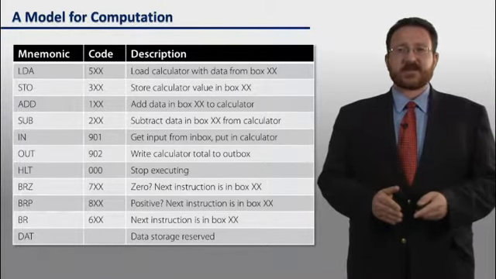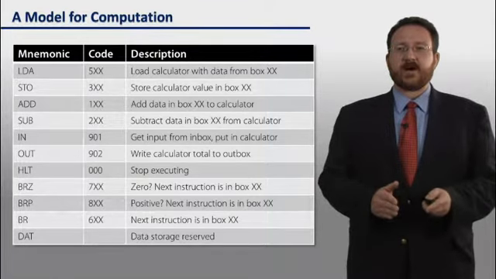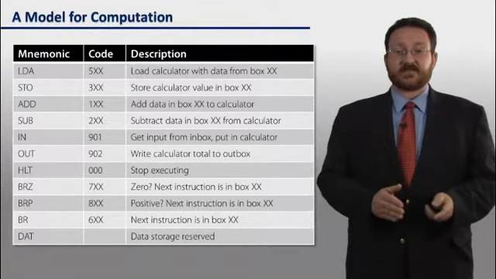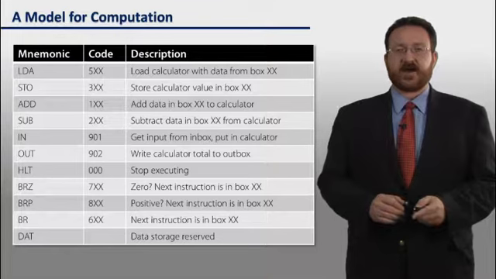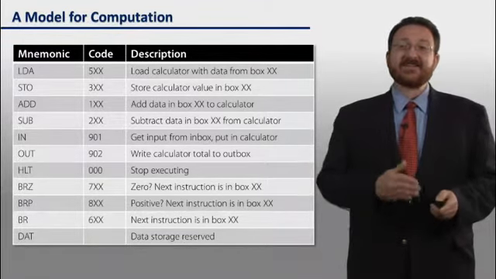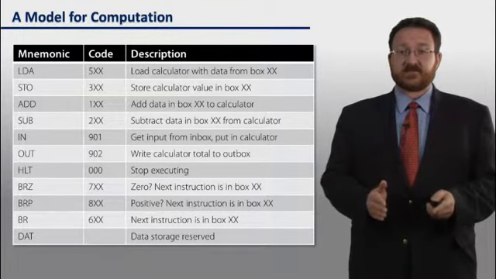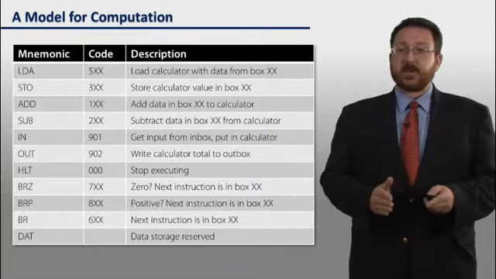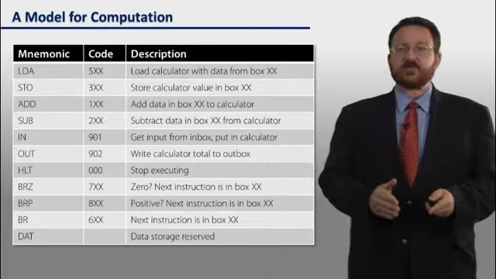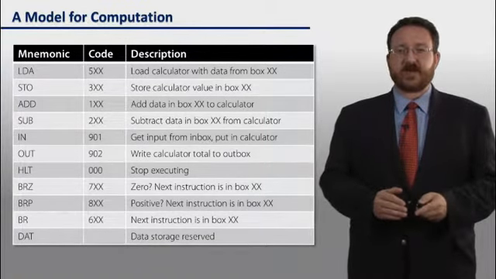So the first instruction has opcode 5, and this allows us to load something from memory into the calculator. Store, which allows us to take something from the calculator and put it into a mailbox value. Add, which takes something from memory and adds it into the current value of the calculator. Subtract, which does the same for subtract. There would also be multiply and divide. We also have input and output instructions that allow us to read data from the user, from the inbox, or produce output to the user in the outbox.